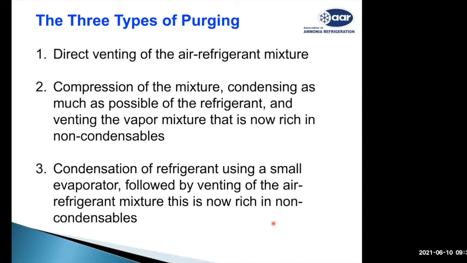So there can be three ways of removing this air. The manual one is direct venting of the refrigerant mixture. Then there is automatic purging, in which a certain part of the refrigerant mixture is compressed using an external compressor and condensed, and the air and ammonia refrigerant are separated out. Another way is condensing this refrigerant foul gas, as we call it, by using a heat exchanger and the refrigeration plant's own refrigerant capacity, and separating out the non-condensable air and the refrigerant.